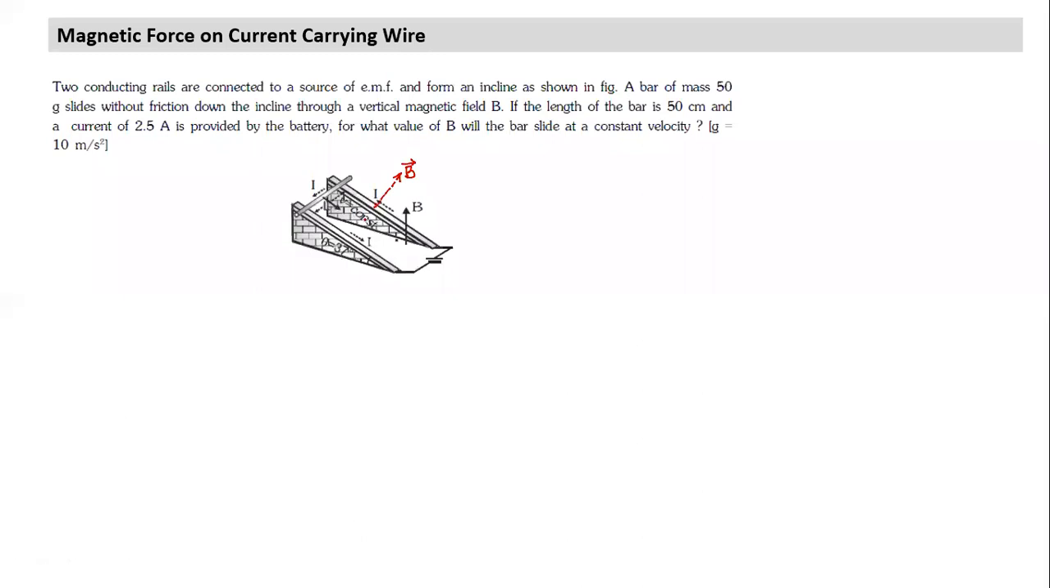Basically, since B is perpendicular to the plane, the force will lie in the plane of the incline, and if the current direction is this, the force also will act up the inclined plane. If I draw the free body diagram, it may look something like this. If this is the surface here, the magnetic force will act up the inclined plane, and this force will be equal to ILB. For equilibrium, we equate the forces along the slope, so ILB has to be equal to mg sine theta.